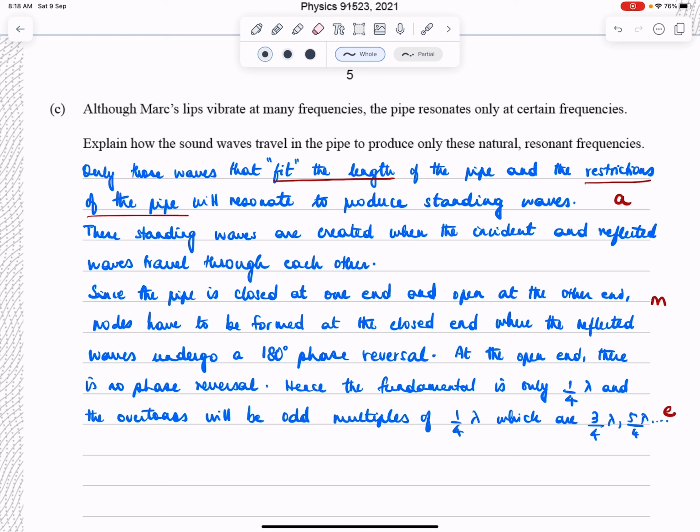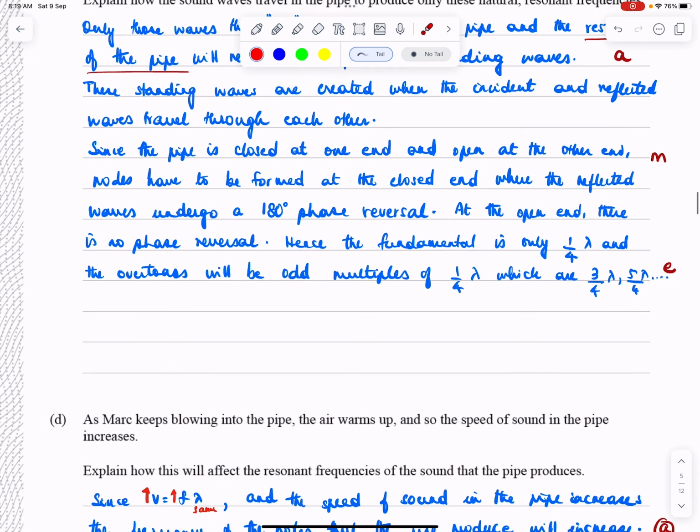Since the pipe is closed at one end and open at the other end, nodes will have to be formed at the closed end, where the reflected waves undergo a 180 degree phase reversal. So that's why it's a point of no disturbance. At the open end, there is no phase reversal, hence the fundamental is a quarter wavelength, and the overtones will be odd multiples of quarter wavelengths, which are 3/4 and 5/4 wavelengths. So that goes all the way to excellence.